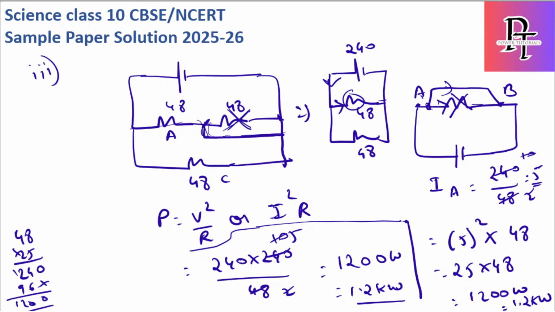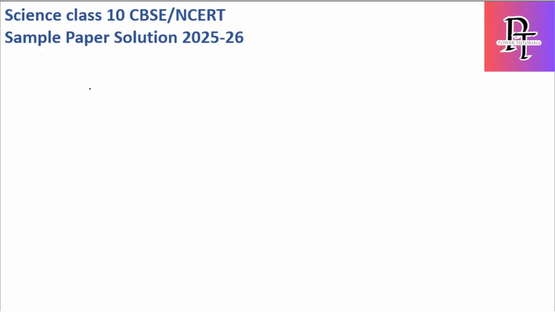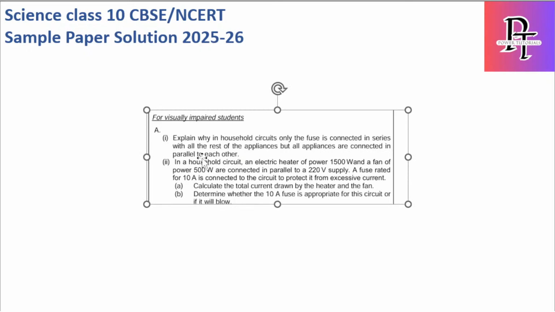Okay, now let's move to the second, because they have mentioned that for visually impaired we have to solve another two questions, either A or B. So now we are going to solve those two questions. Here also they have provided A or B, so either one you have to solve. If you want to solve the second, you can, but it will not be considered for marking. Either it is correct or wrong, you will not get any mark.